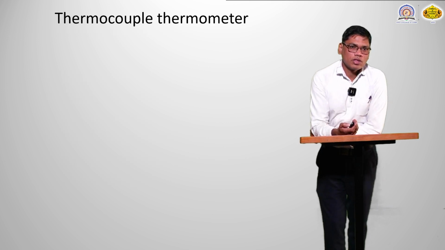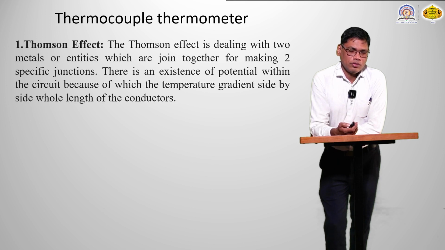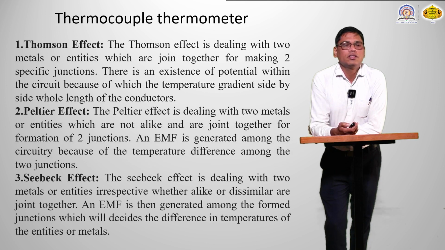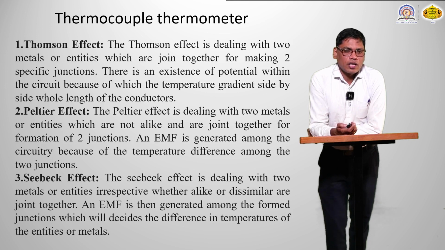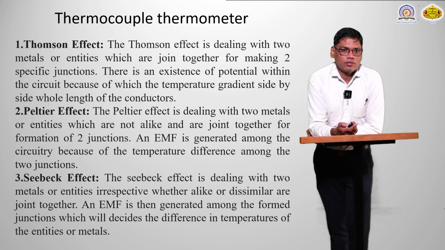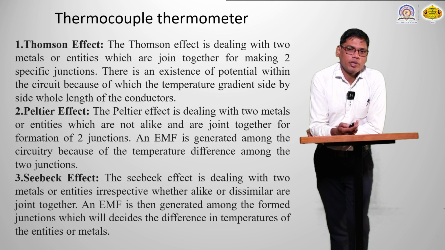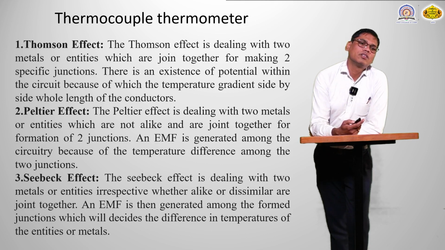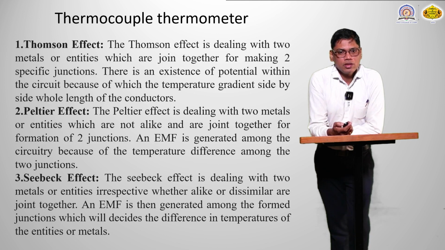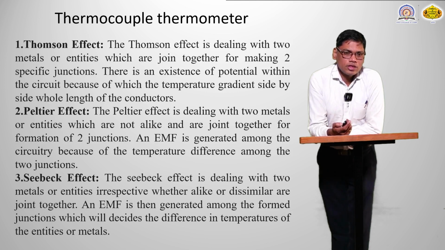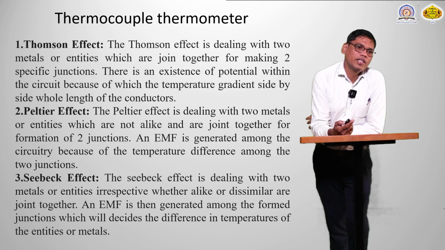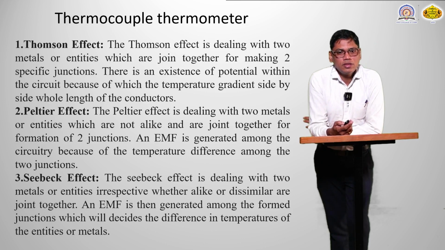The next type of thermometer is the thermocouple type thermometer. It works on three principles: the Thomson effect, the Peltier effect, and the Seebeck effect. We know that when two different metals are kept in contact at two junctions, with the junctions at two different temperatures, there is generation of EMF in that system. That effect is called the Peltier effect, and the vice versa is the Seebeck effect.